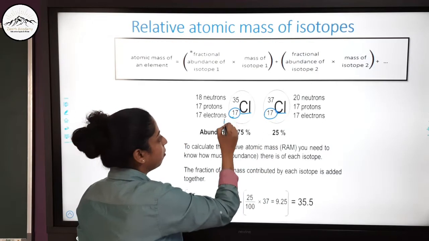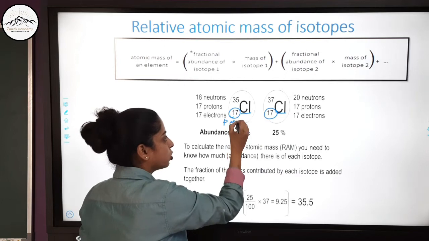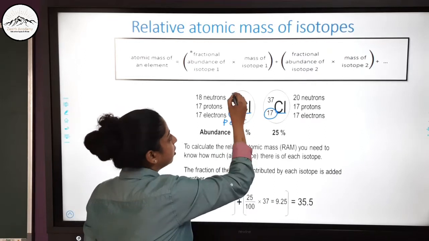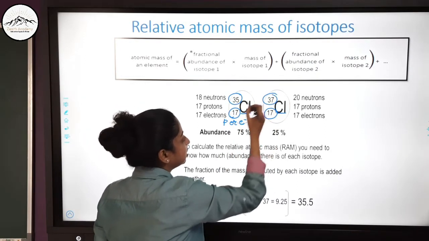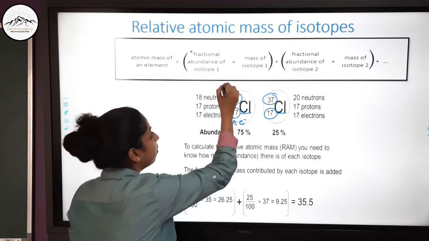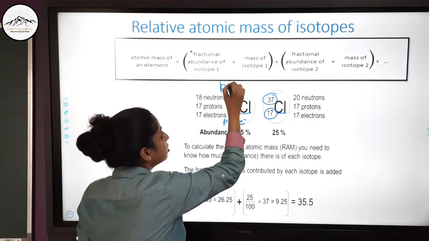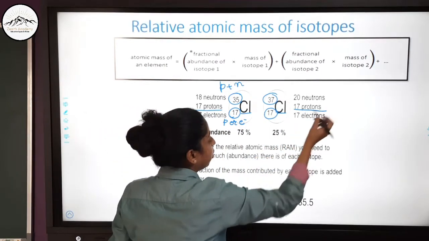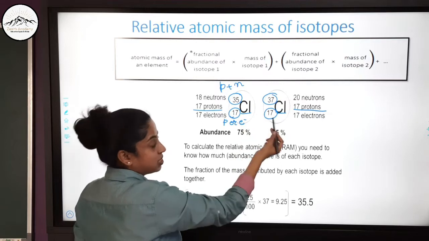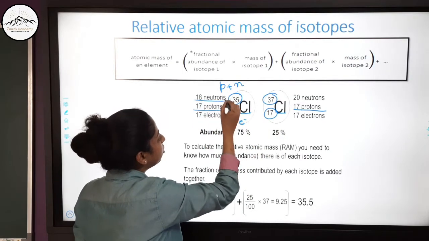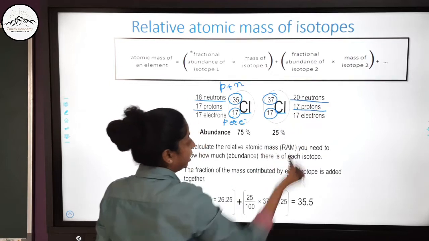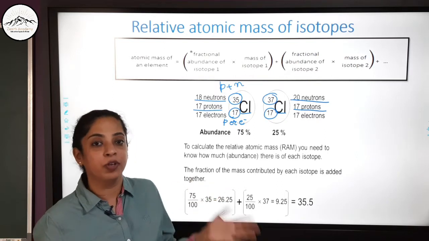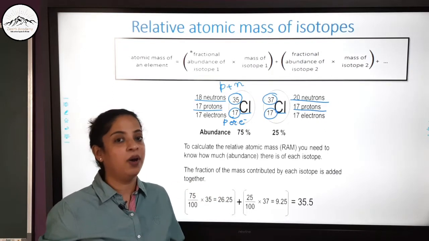What is the atomic number? The number of protons, which is also equal to the number of electrons when it is electrically neutral. But here you can see there is a change in mass number. This is 35, this is 37. What is mass number? The sum of protons and neutrons. So here 17 protons are there, here also 17 protons because the atomic number is the same. But the number of neutrons here is 18 and here it is 20. Basically, isotopes are atoms of the same element having different numbers of neutrons, meaning same atomic number, different mass number.